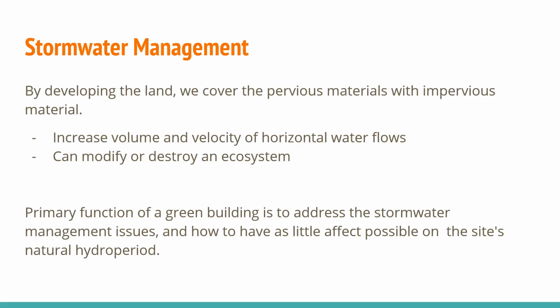Now, by developing the land with concrete and asphalt and these other impervious materials, we cover the pervious grass and soil and sediment, which can increase the volume and velocity of horizontal water flows and can also modify and destroy an ecosystem as we're dramatically increasing the concentration of water flowing through a particular area. The primary function of a green building is to address this stormwater management issue and to have as little of an effect as possible on the site's natural hydro period or the flowing of water throughout it.